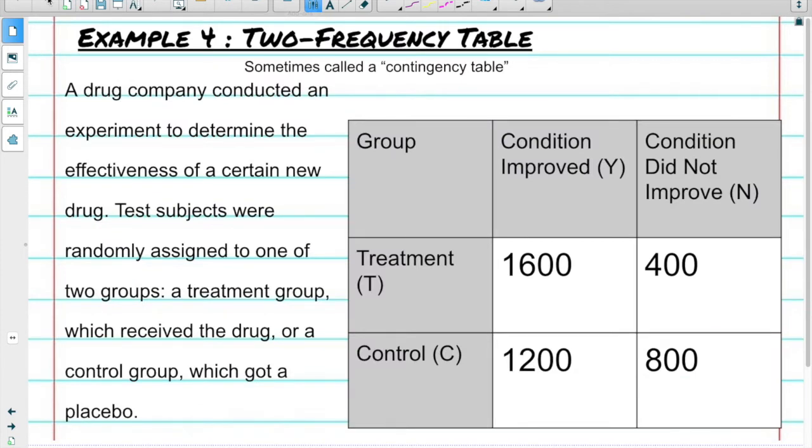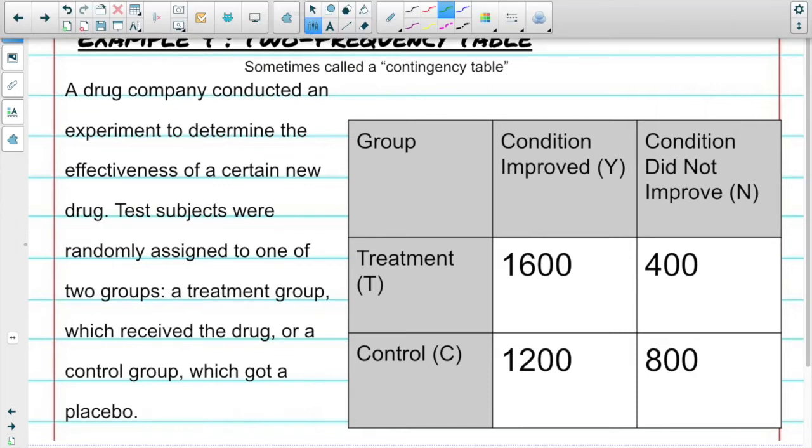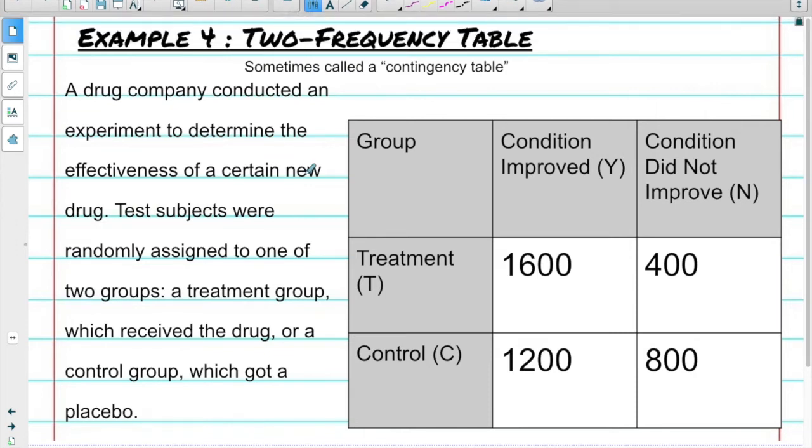Final example has to do with a two-way frequency table. It is sometimes called a contingency table. The best way for me to explain these to you is through an example. So here we go. A drug company conducted an experiment to determine the effectiveness of a certain new drug. Test subjects were randomly assigned to one of two groups, a treatment group who received the drug or a control group who got a placebo.